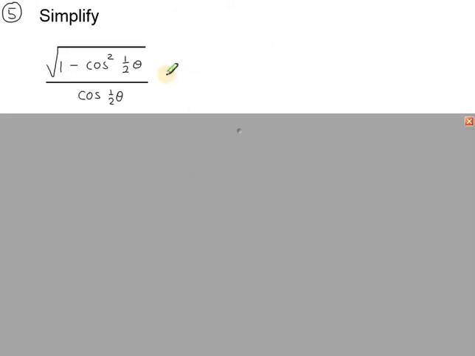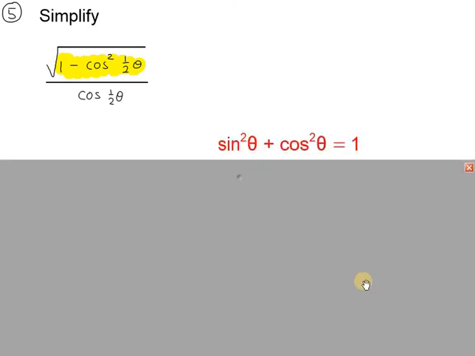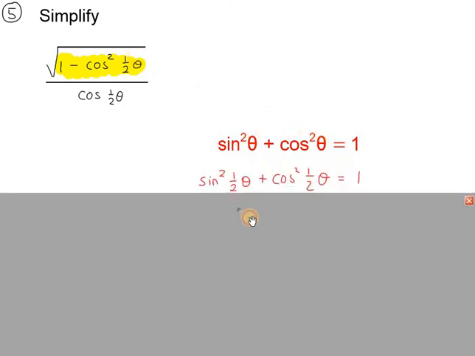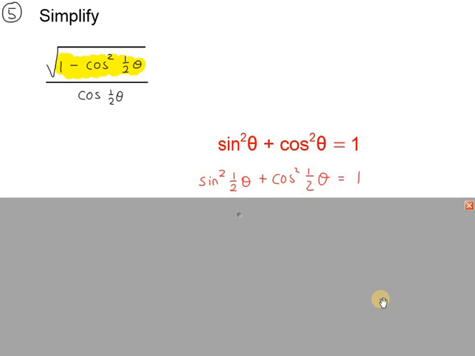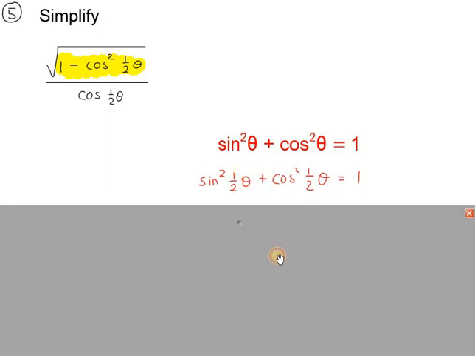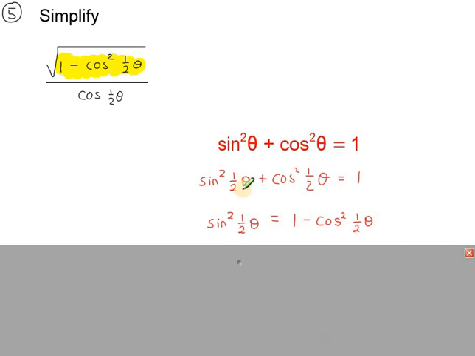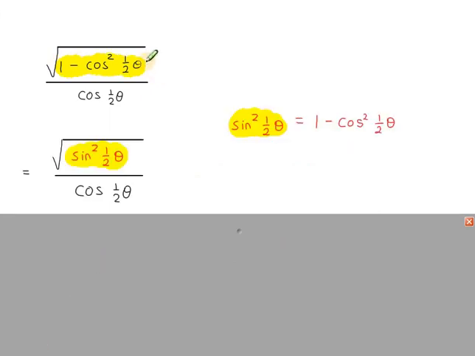Example 5. I have to simplify this expression, and I can see there's a 1 minus cos squared, and I know that sine squared plus cos squared is equal to 1. If I just modify the angle to half theta, I get this, and then I can rearrange this to make sine squared the subject. So what I'm going to do is replace the 1 minus cos squared, which is here, with sine squared half theta. So I've done that, I've replaced that with this.